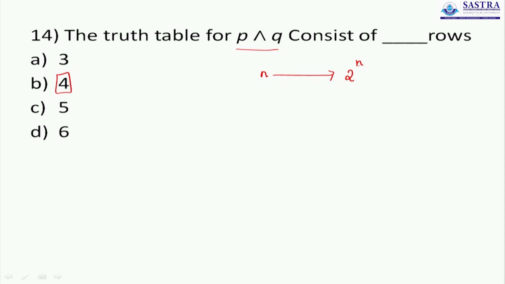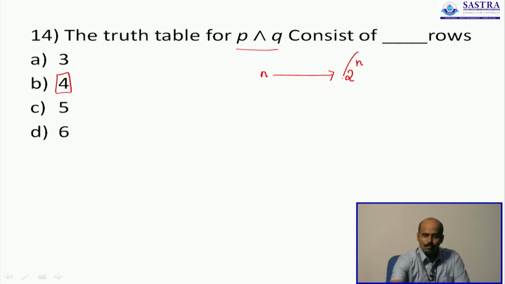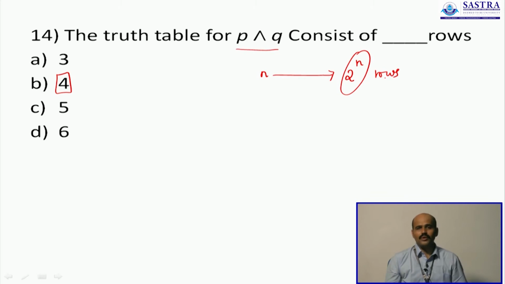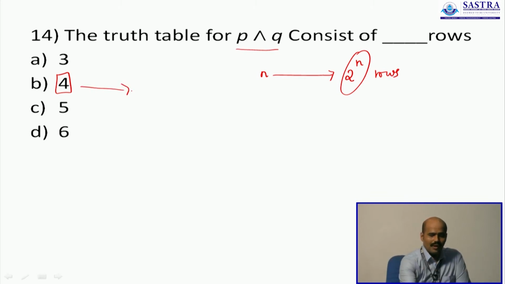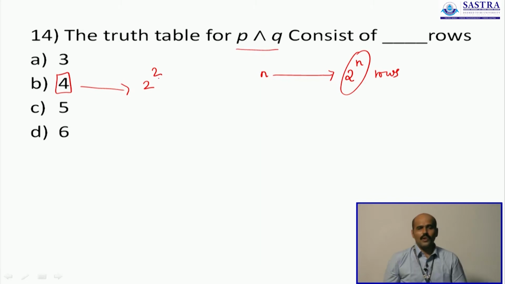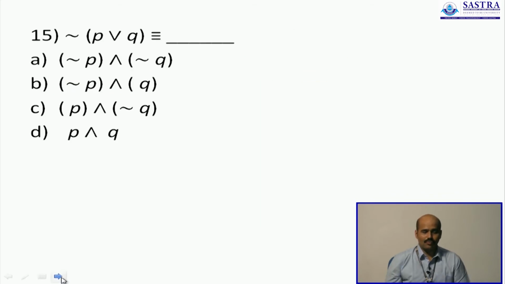So the pattern that you can observe here is, when there are n statements considered for the construction of a formula or a compound statement, then the corresponding truth table will have 2 power n rows. So we have only 2 statements P and Q here, so the corresponding table will have 2 raised to the power of 2, which is only 4 rows. It can't be 3, it can't be 5, it can't be 6, it has to be 4. And we'll also discuss a few questions on the equivalence nature of these disjunctions and conjunctions.